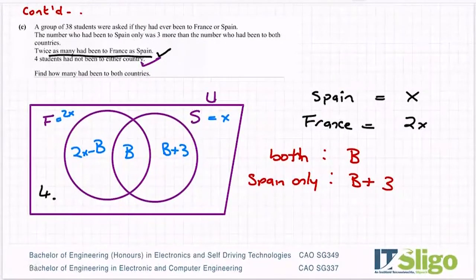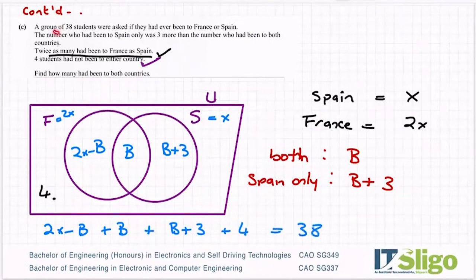Well, what we did was we added everything up. So that's France only, plus the overlap, plus Spain only, plus the 4 on the outside. And of course, it's equal to whoever was asked. Now, the problem with this is that I have 2 letters now. I have X's and B's. And when I have 2 letters, I can never solve it.